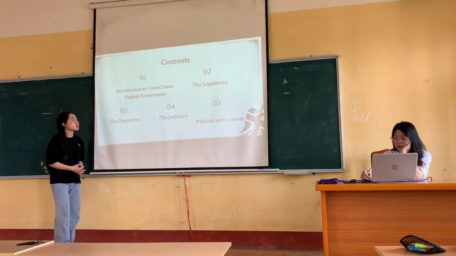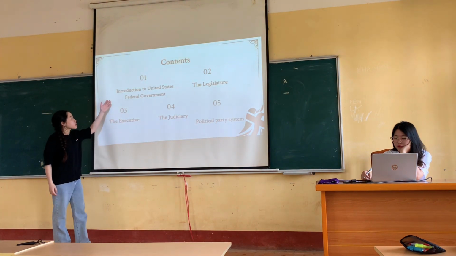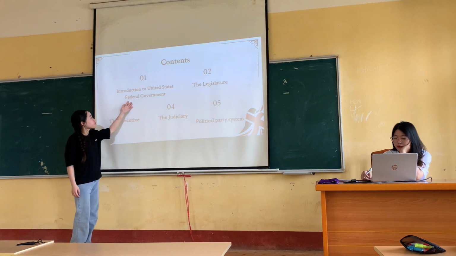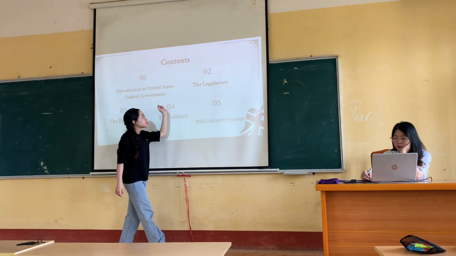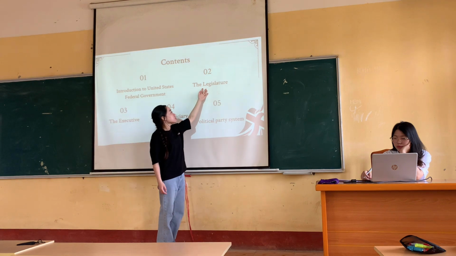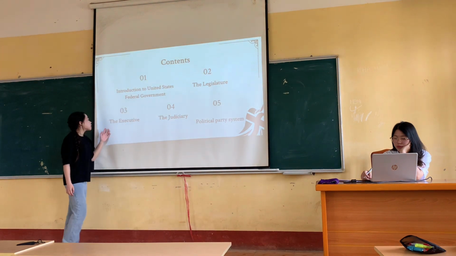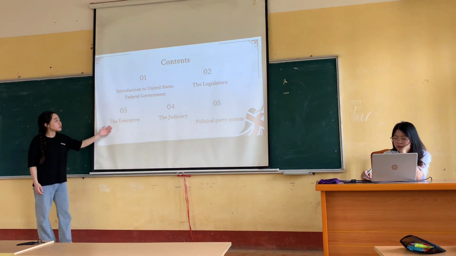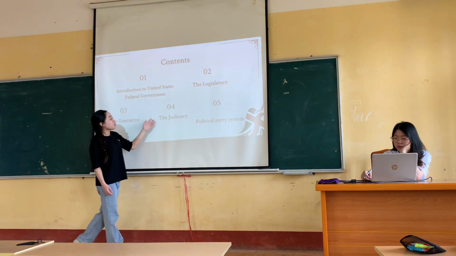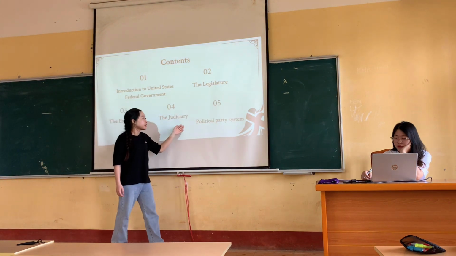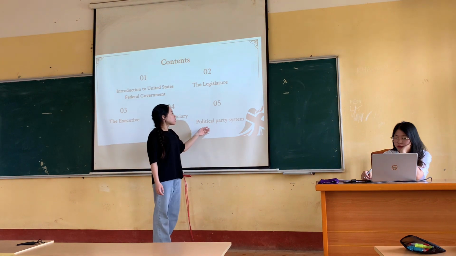Our presentation has four parts. The first one is the introduction to the United States federal government. The second one is the legislature. The third one is the executive. The next one is the judiciary, and the last one is the political party system.